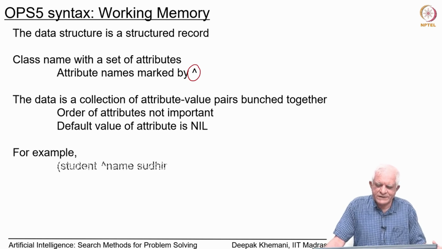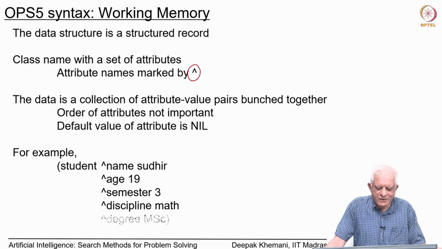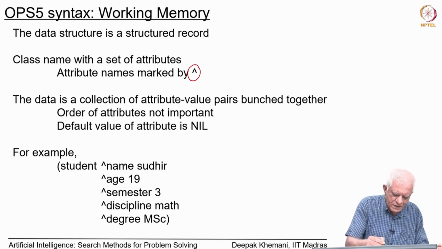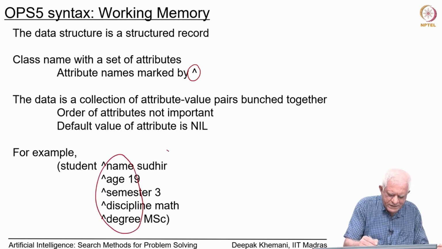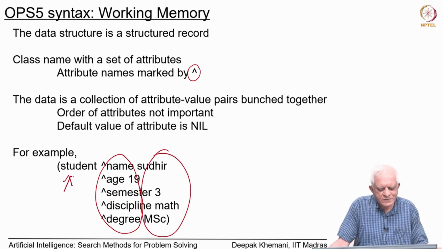So, here is an example. Our first look at an OPS5 data element. The class name here is student. The attribute name has a value Sudhir. Attribute age has a value 19. Attribute semester has a value 3. Attribute discipline has a value math, and attribute degree has a value MSc. So, you can see it is a collection of attributes and a collection of values which are associated with the attributes. All of them are bunched together and put in one structure which is addressed by the name student essentially.